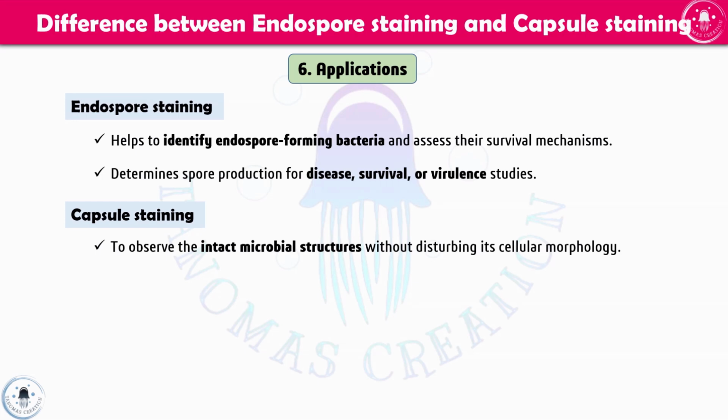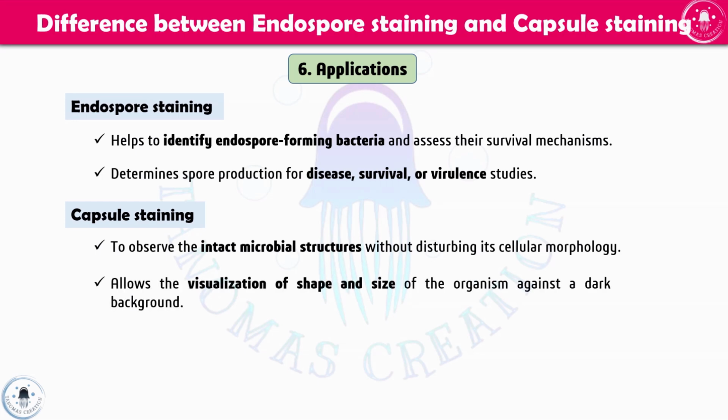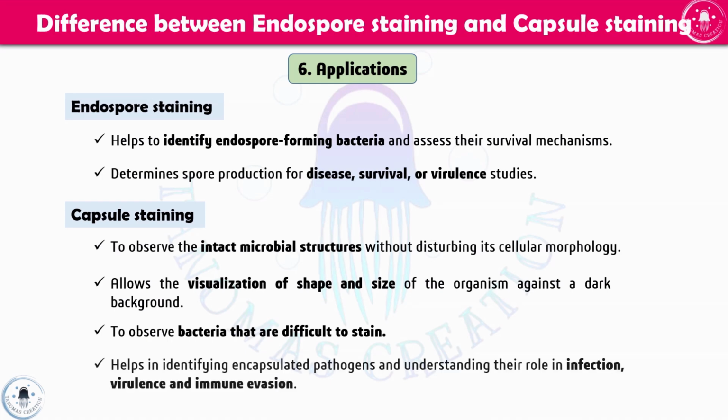Now, capsule staining, on the other hand, is used to observe the intact microbial structure without disturbing its cellular morphology. It allows visualization of the shape and size of the organism against a dark background. It observes bacteria that are difficult to stain. Capsule staining uses negative staining. These capsules are very difficult to stain using other dyes, so that is why negative dyes are used for capsule staining.